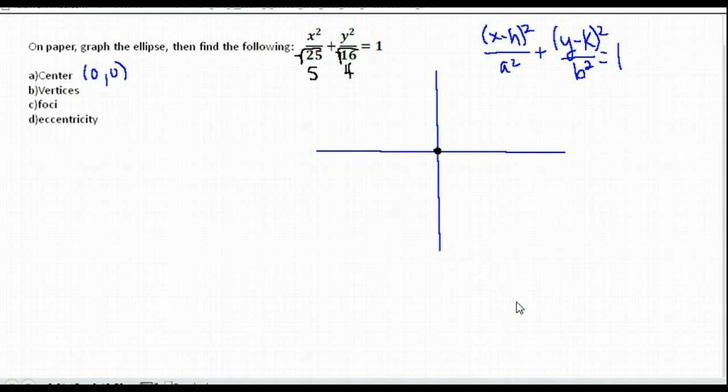So from our center for our x values, we're going to go 5 to the right and 5 to the left. These are our vertices. The largest number gives you your vertices. So since 5 was bigger than 4, that gave us our vertices. So our vertices are at (5, 0) and (-5, 0). You can tell which direction your ellipse is going to go based on whether there's a larger number under the x's or a larger number under the y's.